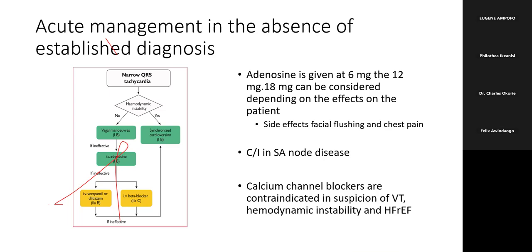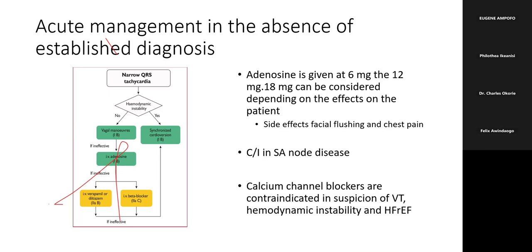And these vagal maneuvers include different techniques used to stimulate the receptors in the internal carotid arteries. This stimulation causes a reflex stimulation of the vagus nerve that will result in release of acetylcholine, which may in turn slow the heart rate, and then the parasympathetic nerve.